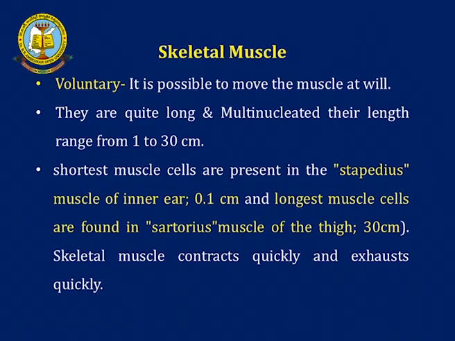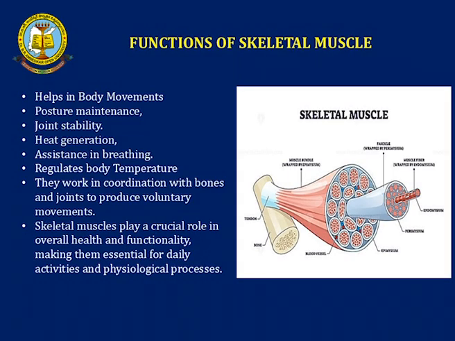The skeletal muscle contracts quickly and it also exhausts quickly. As it is attached to the bone, it works fast, and it also gets tired very fast. What are the functions of this skeletal muscle? As we have studied in the earlier slides, it helps in body movements and posture maintenance.